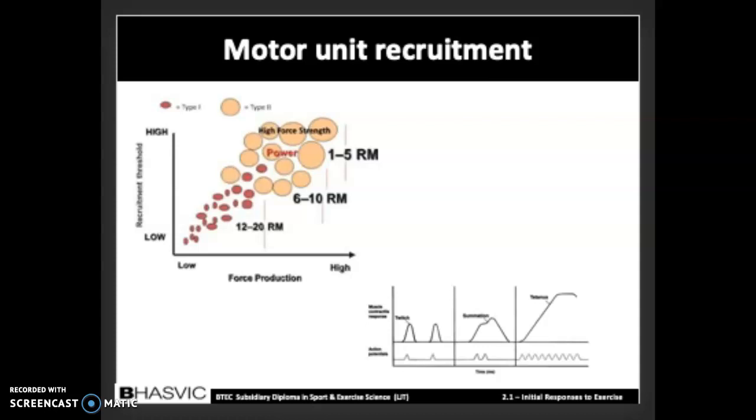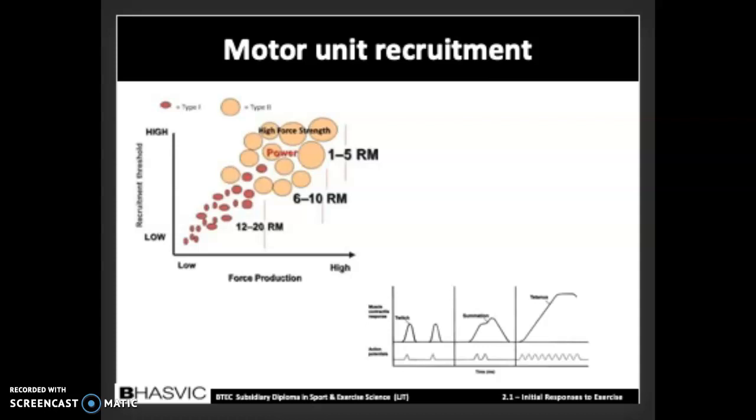In the diagram above, it shows the force production from low to high and the recruitment of motor units. It shows that a low force production means type 1 muscle fibers and a low number of motor units recruited. However, for a high force production, such as performing reps from 1 to 5, like a squat, a high level of power and strength is needed, and type 2 muscle fibers will be used, and a high number of motor units will be recruited. Different muscle fibers have different contractility speeds, and therefore require varying sizes of motor units when contracting.